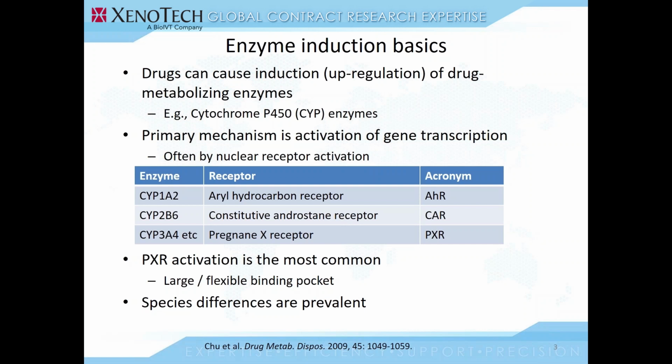So for us, when we're doing these every day, we're mostly focused on 3 enzymes. We're predominantly focused on 1A2, 2B6, and 3A4 cytochromes P450, and those are regulated by these various receptors: aryl hydrocarbon, constitutive androstenedione, and pregnane X. Throughout the rest of the presentation, I'm going to be saying AHR, CAR, and PXR because those are very long names. PXR activation is the most common.